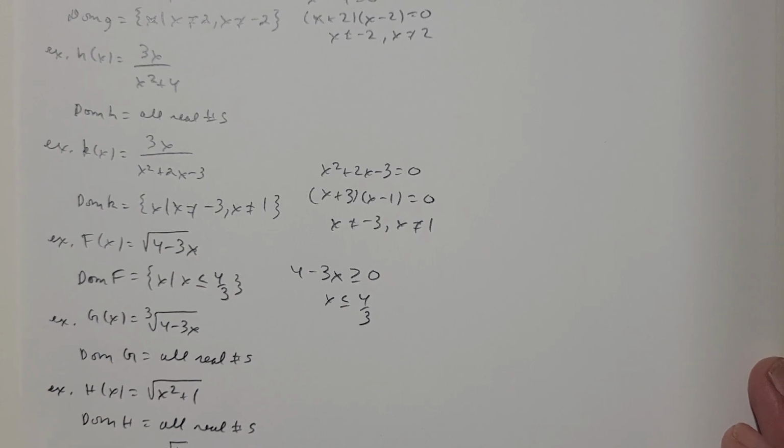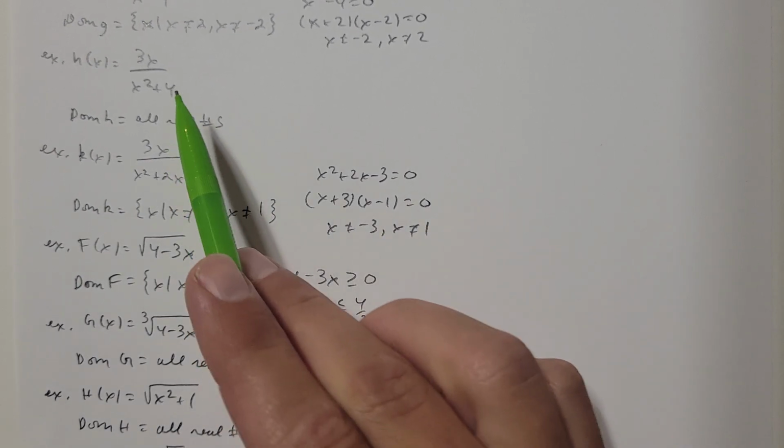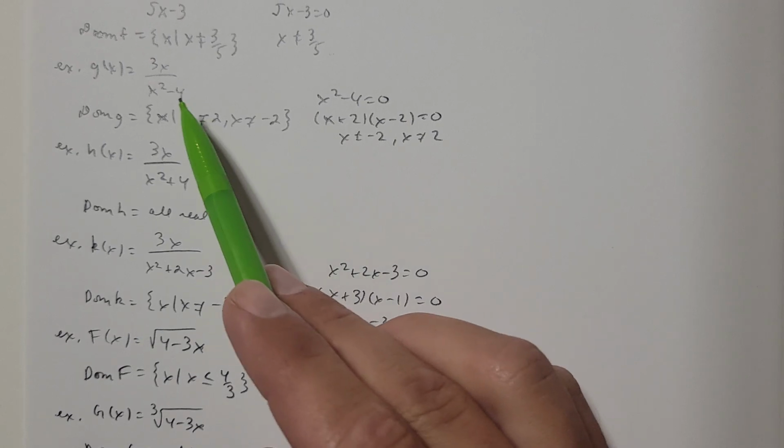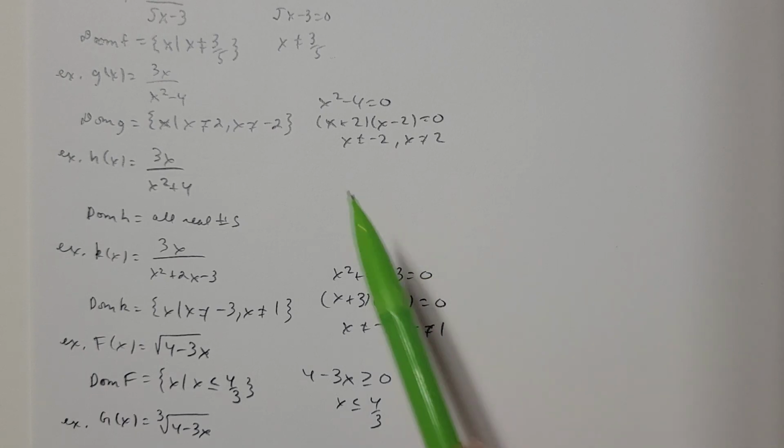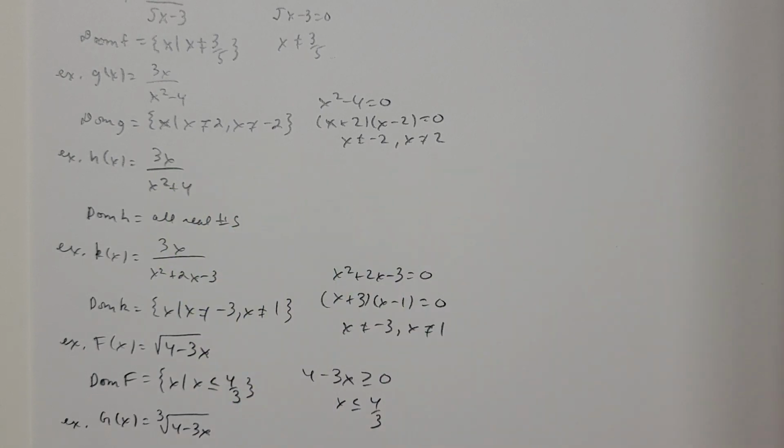Okay, here's another one. What if I change up this last example slightly? In this next function, I'm going to call it h of x. Say h of x is equal to 3x divided by x squared plus 4. What's the domain of h? Well, again, I need to make sure I'm paying attention to the denominator. I don't care what the numerator is. I know I can't divide by 0.